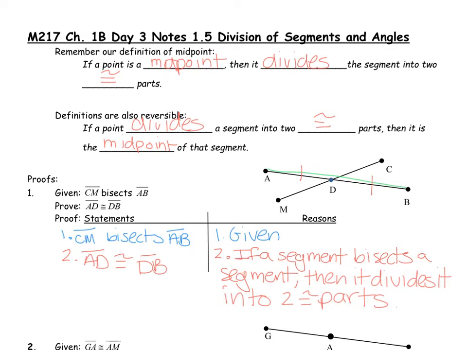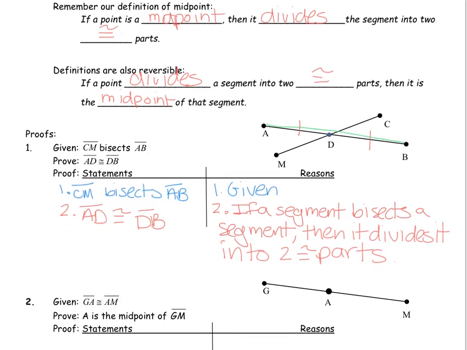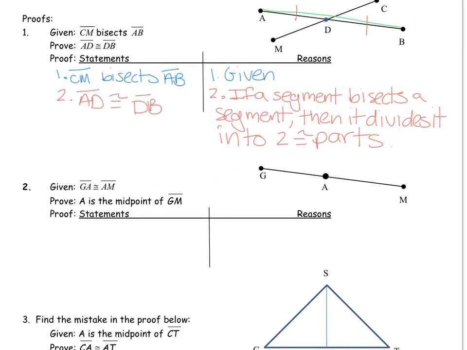Now the next problem, it's a little bit different. The next one, we are told that GA is congruent to AM, so we can start by marking our picture. We'll start with our given in our proof. GA is congruent to AM. Step 1, given. Don't forget to number your steps. And now they're asking us to prove that A is the midpoint. Think about it. Do we know that? Is A dividing GM into two congruent parts? If it is, then A is the midpoint.